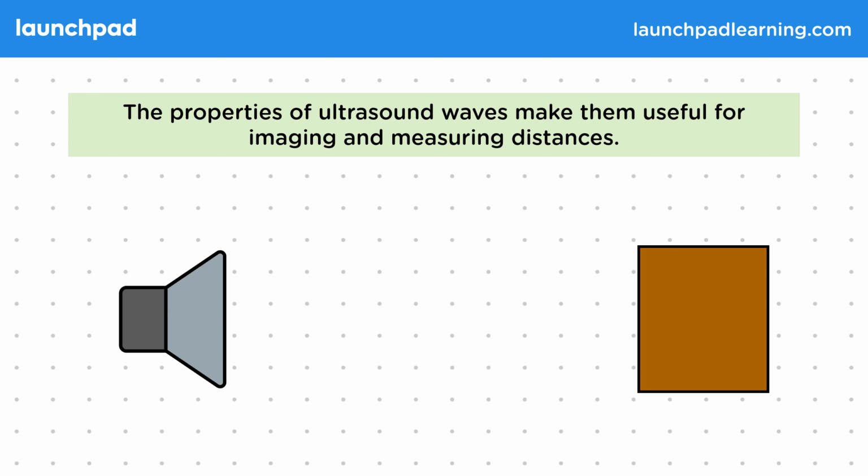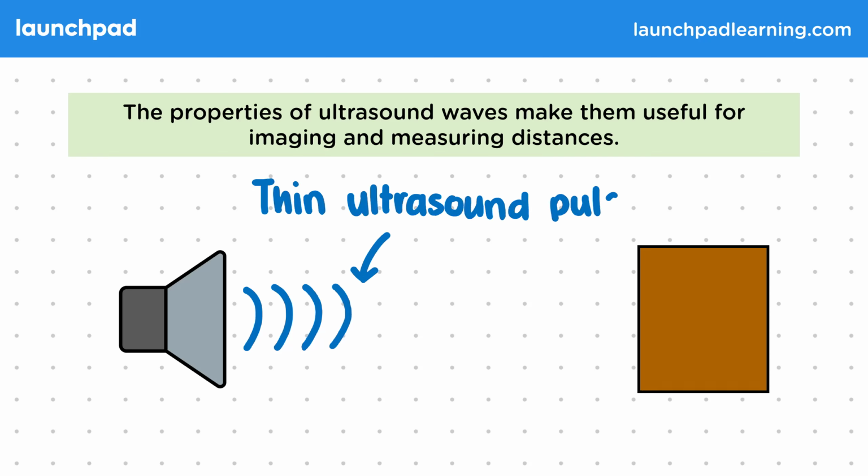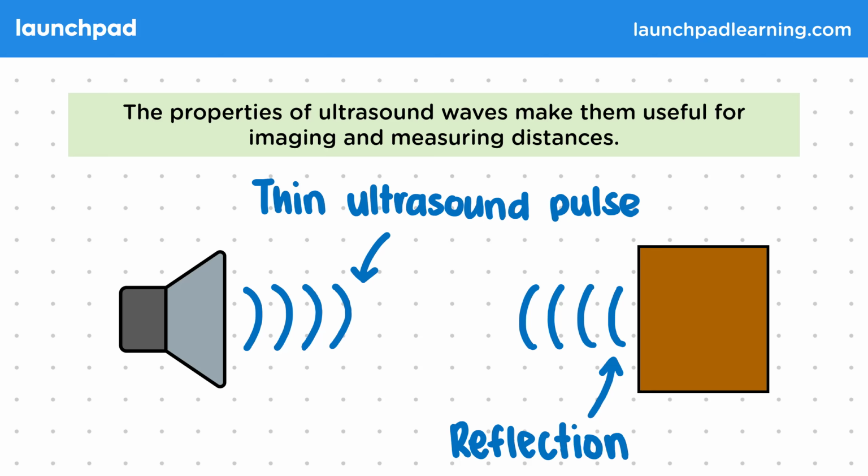Let's suppose we need to use ultrasound to measure the distance to some object. We do this using a thin ultrasound pulse. This is a short ultrasound wave we use, as it won't spread out and the whole wave travels in a single direction, which makes its motion more predictable. When the ultrasound wave reaches the boundary with an object, it will mostly reflect and be sent back towards us.